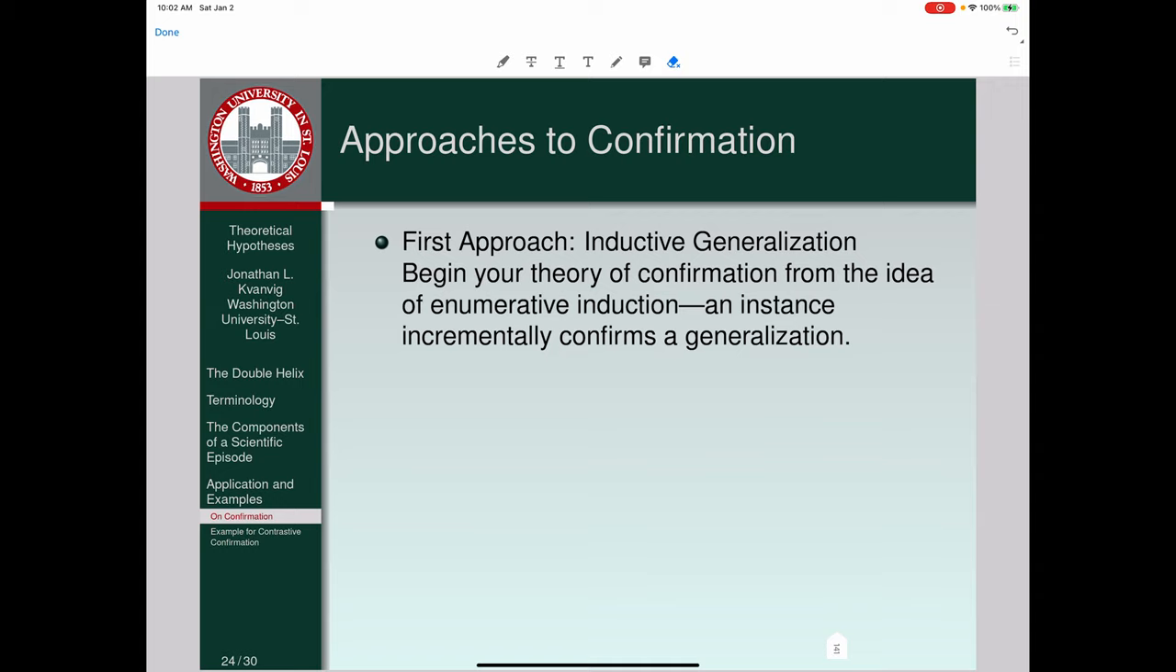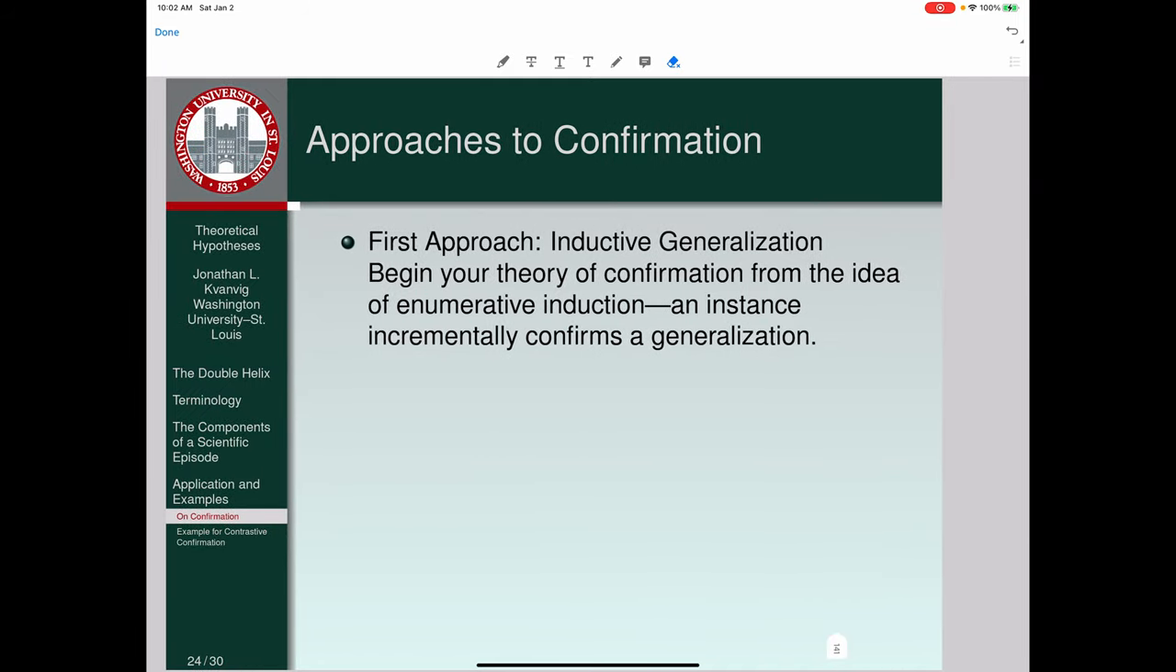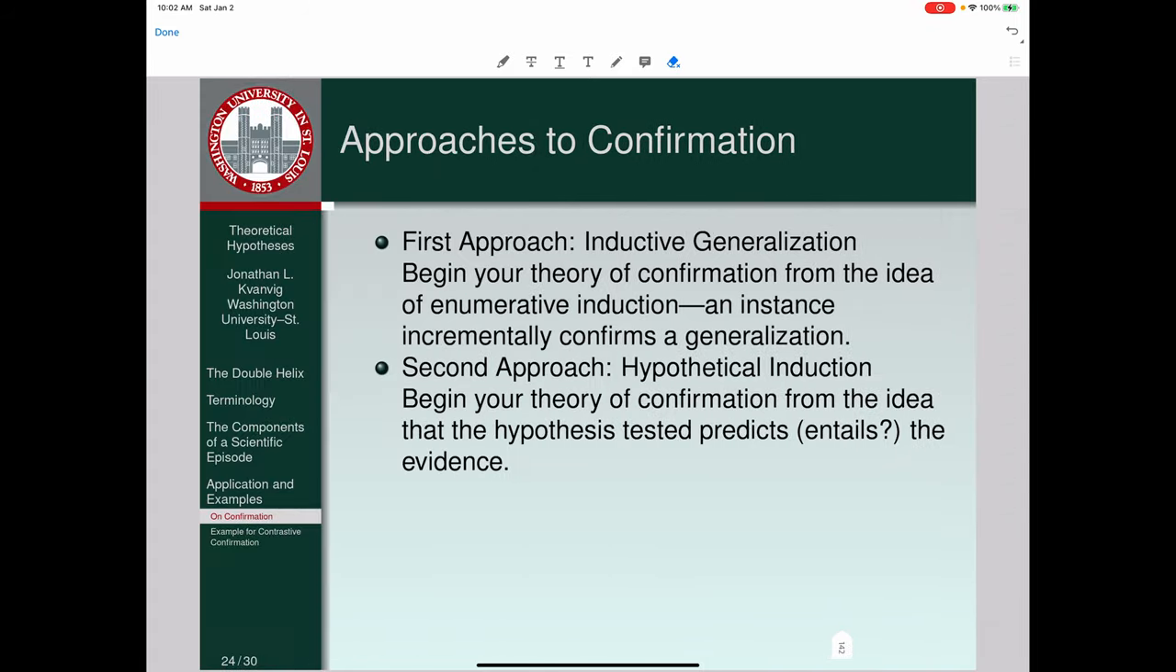For that to work, perhaps you should think that each instance provides a tiny, tiny bit of incremental confirmation for the generalization, and when you get enough instances, it all adds up so that the generalization is warranted by your statistical sample. A second approach to inductive logic focuses on hypothetical induction. For this, you begin your theory of confirmation with the idea that hypotheses being tested predict evidence. Sometimes this is called the high school model of how science works. You look at a theory and you try to see what it entails in the form of experience. Entailment here may be too strong, but at least prediction is relevant. So you look at the hypothesis and you see what it predicts, and then you run your test.